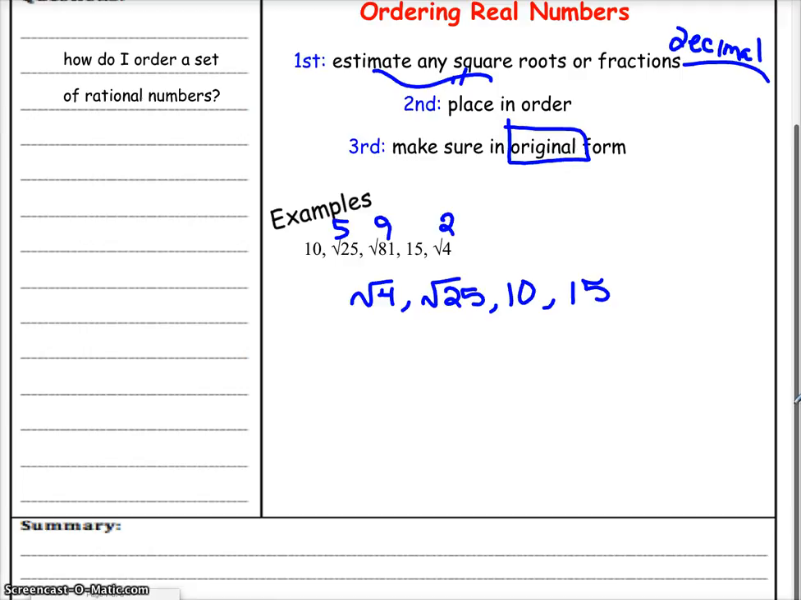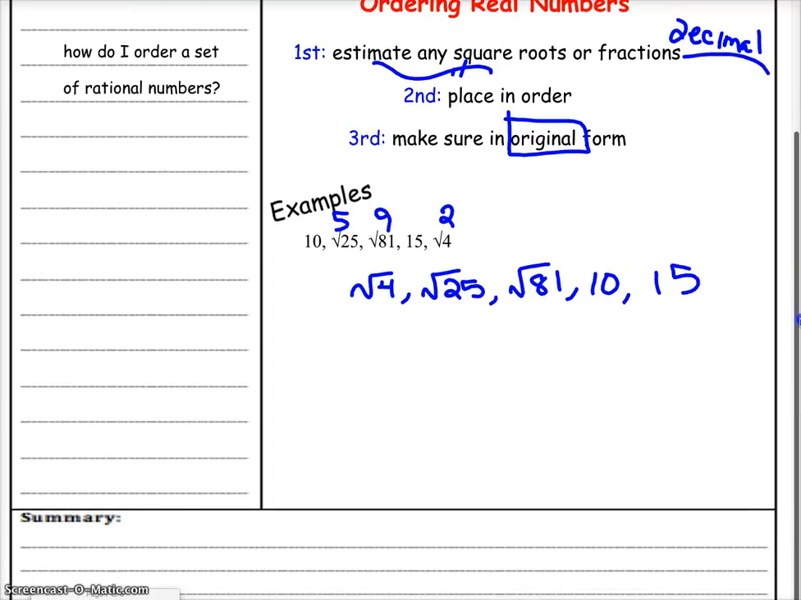Oh, darn it. Square root of 81, 10, 15. There. Yay me. But boy, that wasn't very hard. Yeah, so give me a second. I'm going to think of a sequence for us to order.